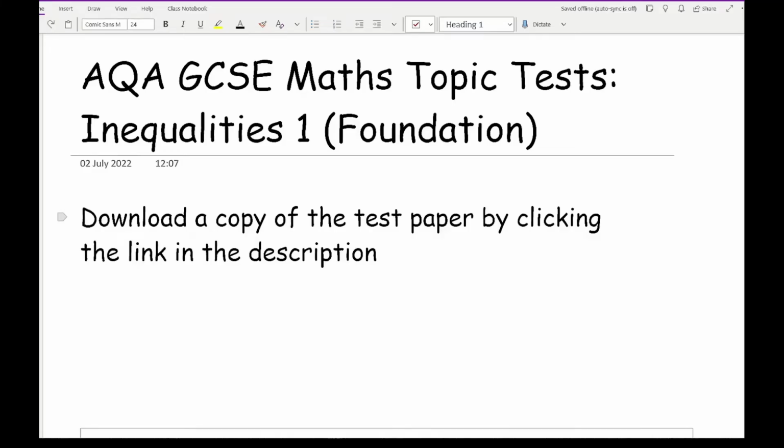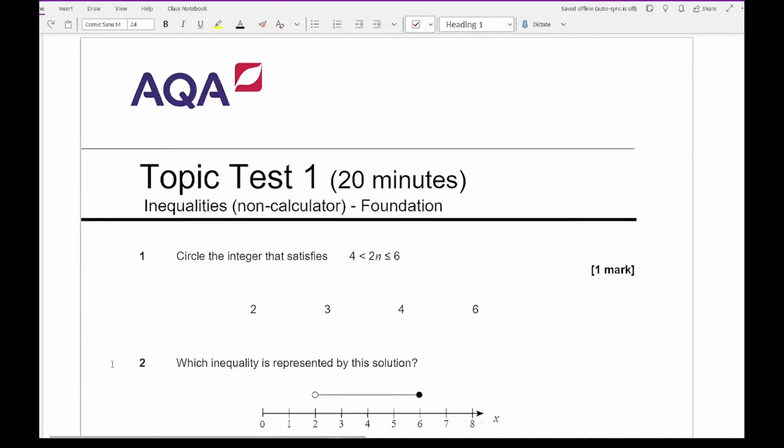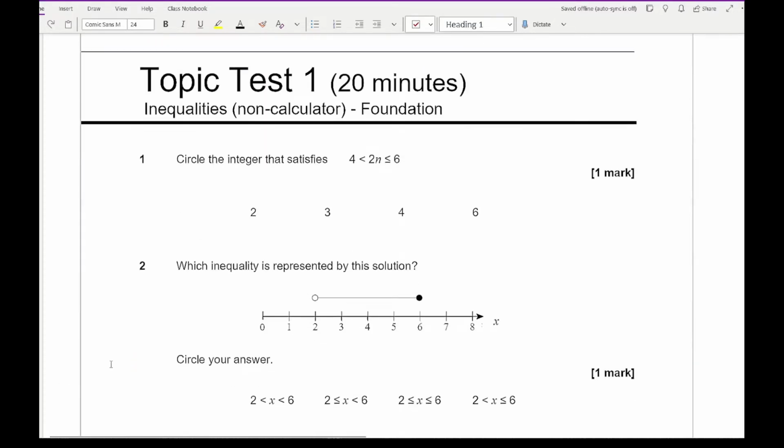So let's get straight into this non-calculator inequalities topic test 1. So looking at the first question, it says circle the integers that satisfy 4 is less than 2n, which is less or equal to 6. So with these types of interval questions, your main priority is to always first of all try and get n by itself, or the letter in the middle by itself.